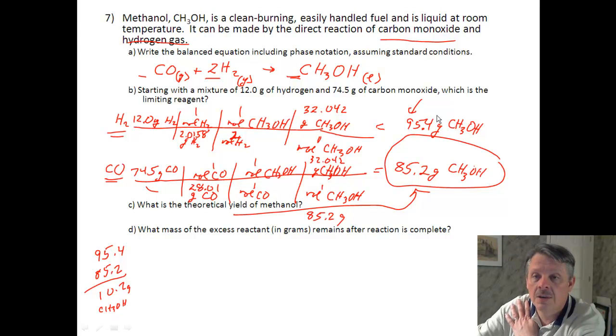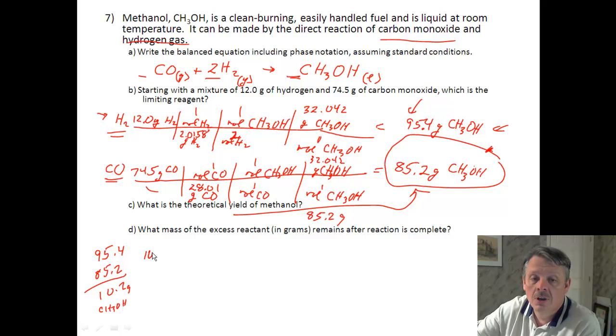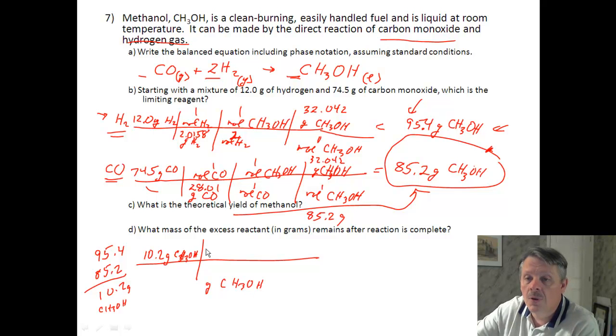Everybody see that? We're looking at these numbers over here. We're subtracting them. We're coming up with 10.2 grams of methanol. But now what we have to do is we have to convert back over to hydrogen, because hydrogen is what we had in excess. So if we start with 10.2 grams of CH3OH, methanol, we have to convert going the other way. So we have to go from grams of methanol, CH3OH, to moles of methanol.